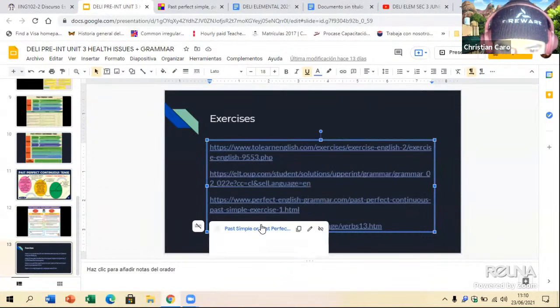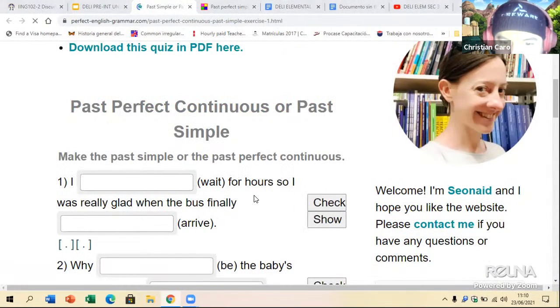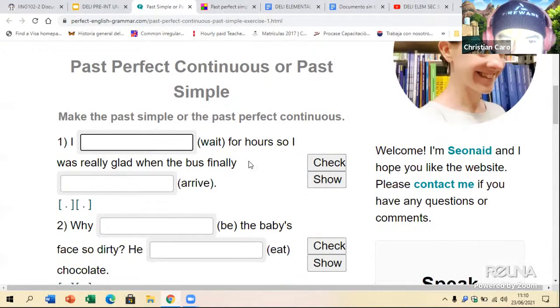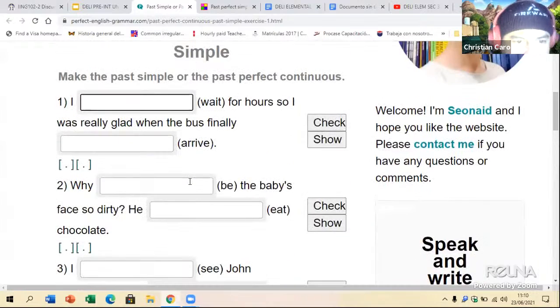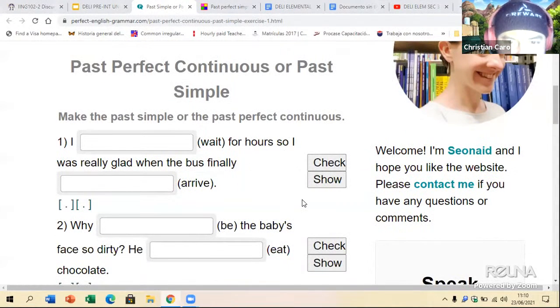Let's check now this one. Right. We still got like 5 minutes to do this. So let's do it. It says make the past simple or the past perfect continuous. We need to, in this case, indeed write the simple past and the past perfect continuous, right? We just need to type it in the right place. For example, the first one says I for hours, so I was really glad when the bus finally, blah blah blah. So the idea is to say, ¿cierto? ¿Dónde va el pasado simple y dónde va el pasado perfecto continuo?